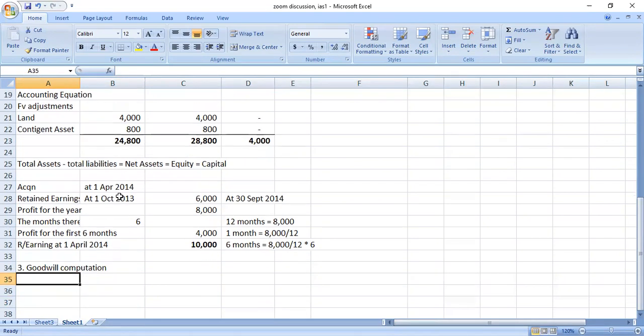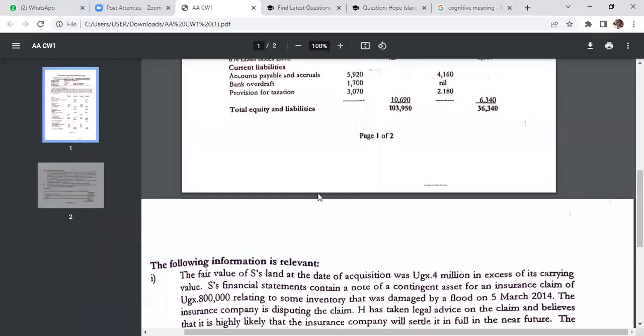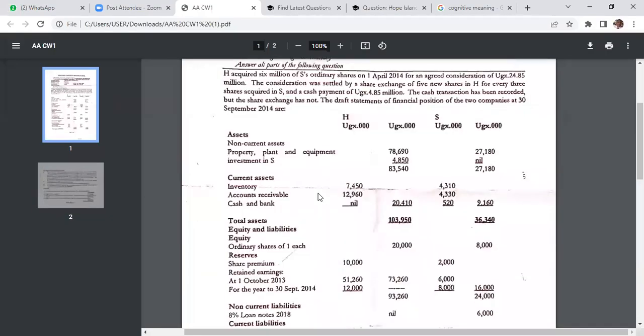So let's look at our consideration, what you offered for the shares. If you go to the question, what did you offer to acquire the shares? It was given up here. They say that for an agreed consideration of 24.85 million, that is the total consideration. So let me write it somewhere. 24.85 million.